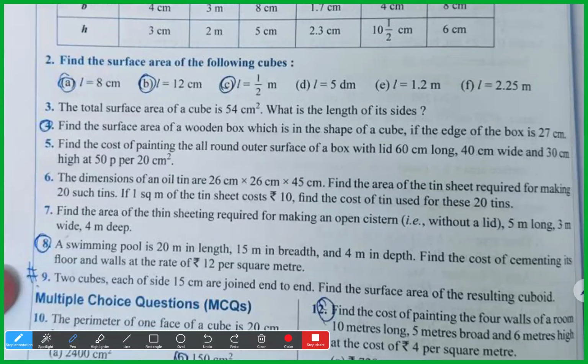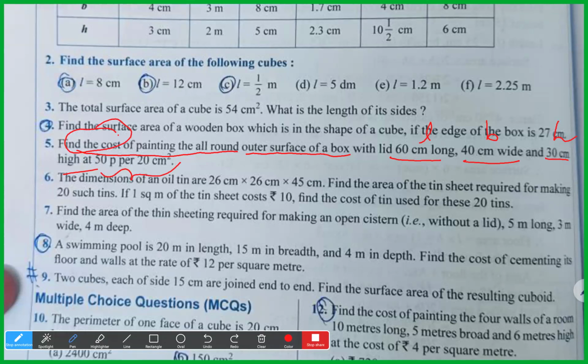Because they said find the cost of painting all around the outer surface of the box with a lid, 60 centimeter long means this is length, 40 centimeter wide means width, 30 centimeter high means height. Means it is a cuboidal box. They're telling find the cost. Means what, the cost is at 50 paise per 20 centimeter square.